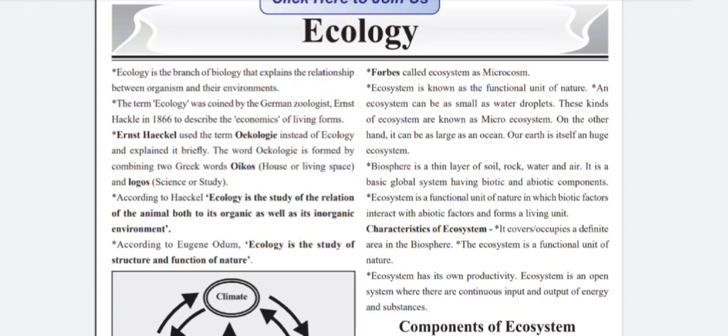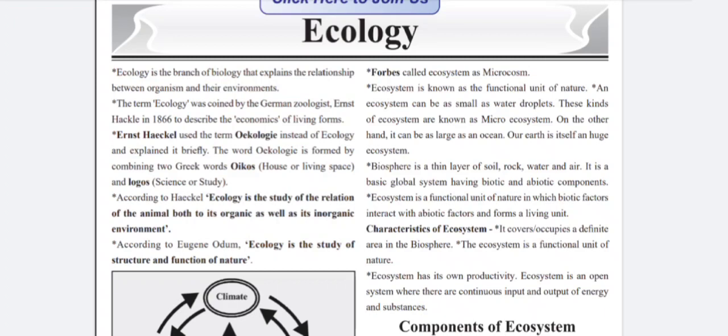Ecology is the branch of biology that explains the relationship between organisms and their environments. The term ecology was coined by the German biologist Ernst Haeckel in 1866 to describe the economics of living forms. Ernst Haeckel used the term oecology and explained it briefly. The word oecology is formed by combining two Greek words: oikos, house or living space, and logos, science or study.